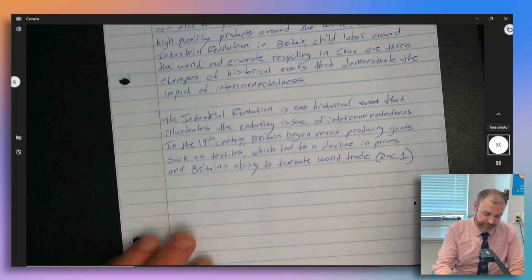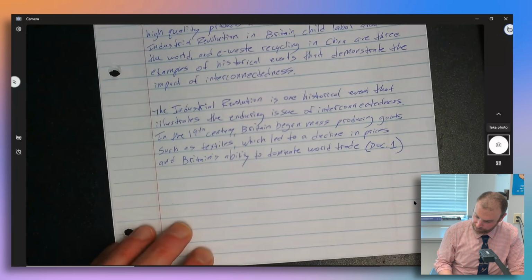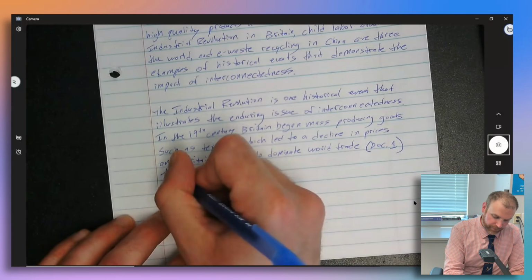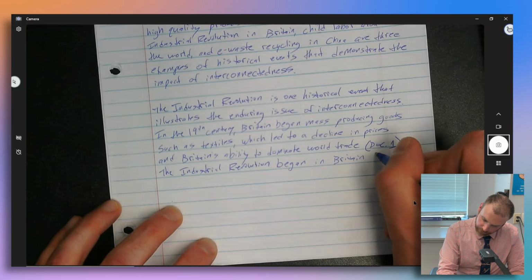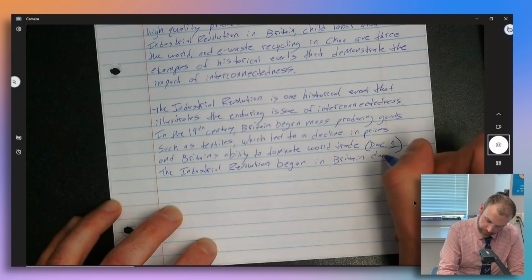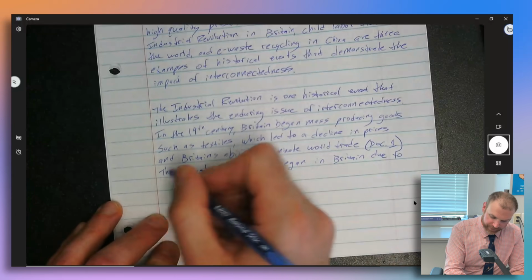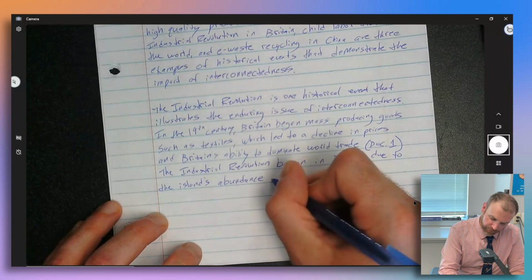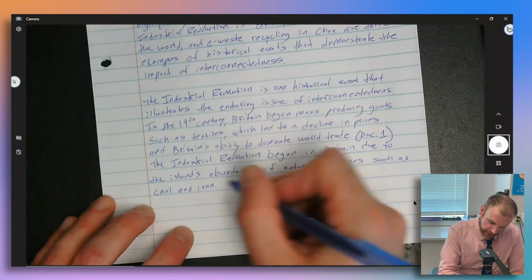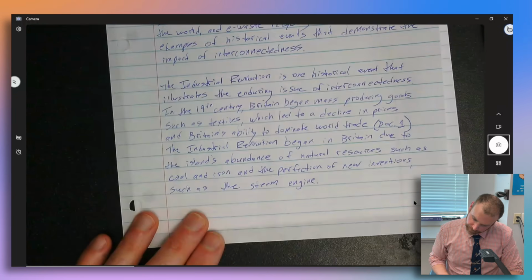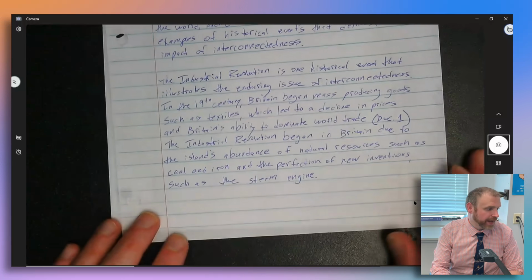So I'll give some of the backstory now, the historical circumstances. I'll put: the Industrial Revolution began in Britain, capitalizing the event, due to the island's abundance of natural resources such as coal and iron, and the perfection of new inventions such as the steam engine. So again, just to recap, what am I doing now?